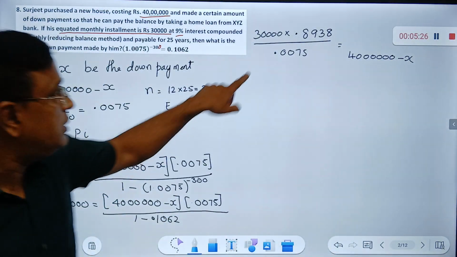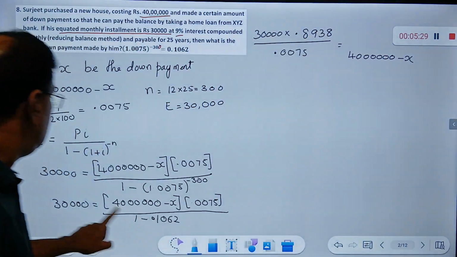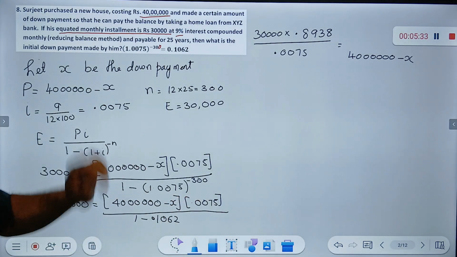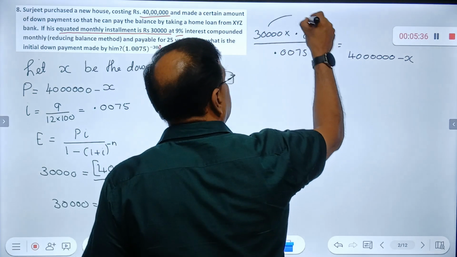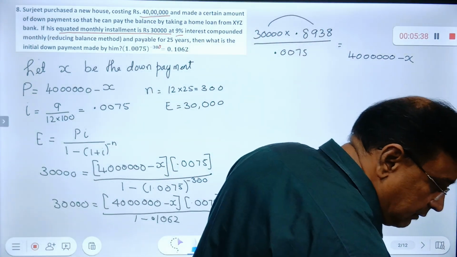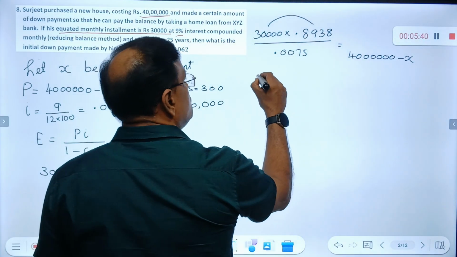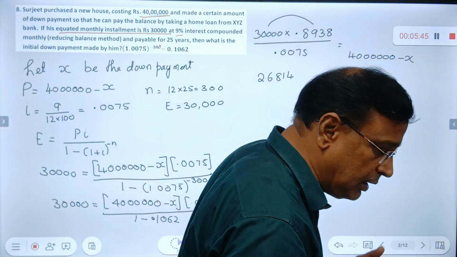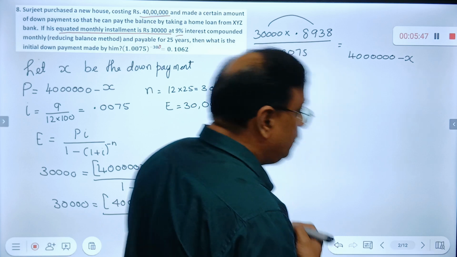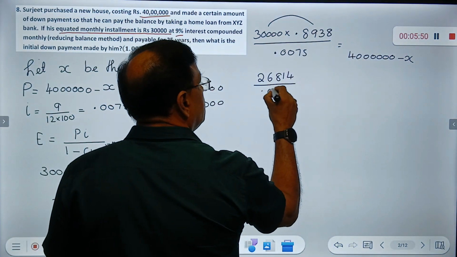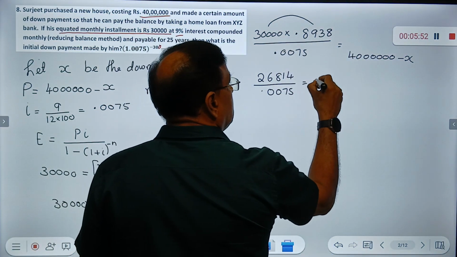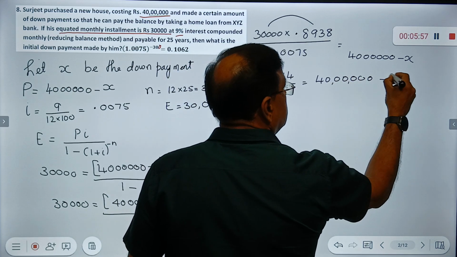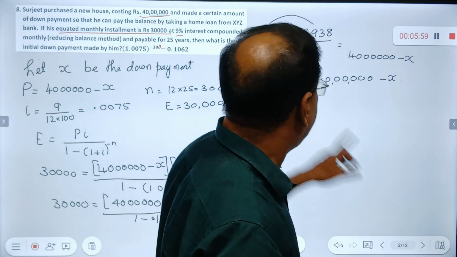If you subtract this, you get 0.8938 into 30,000 divided by 0.0075, that's the value. Now you just have to multiply this, normal multiplication. When you multiply that, I am getting it as 26814. All these are not difficult calculations, it's normal multiplication. 26814 divided by 0.0075 equal to 40 lakhs minus X.